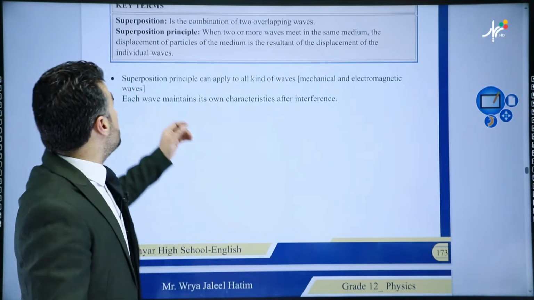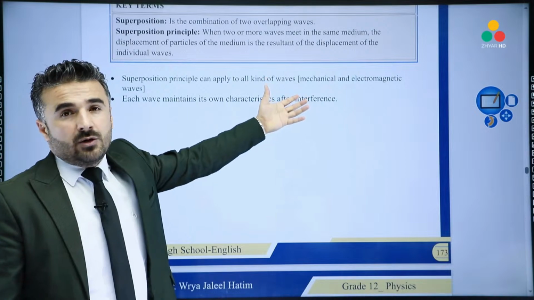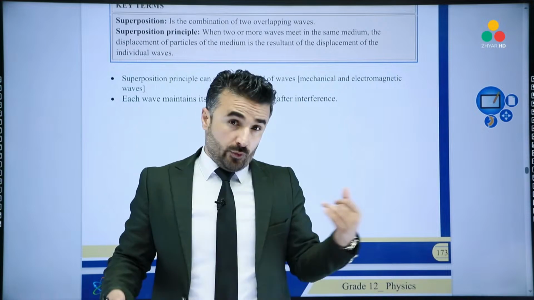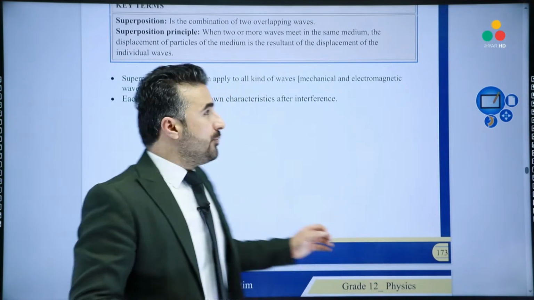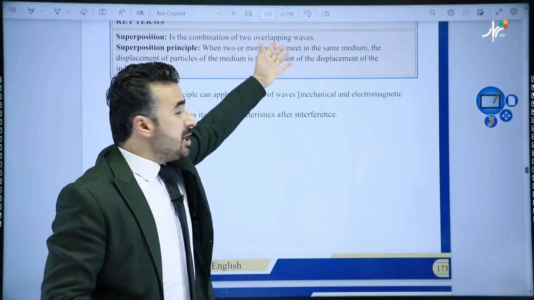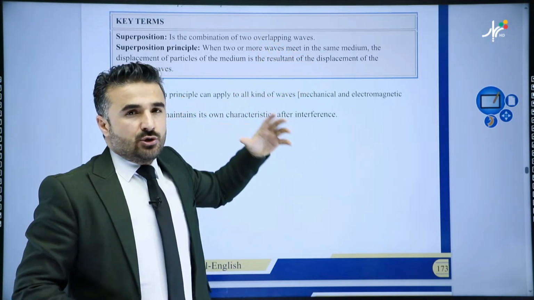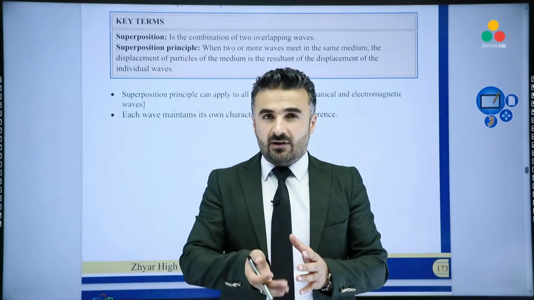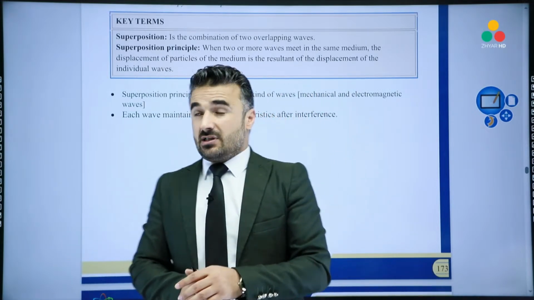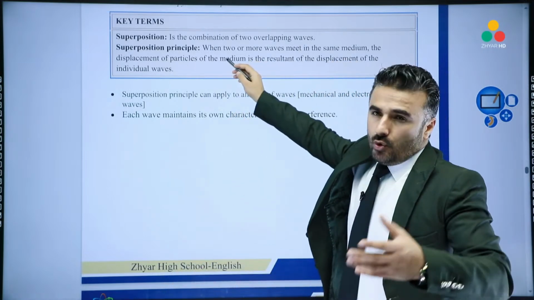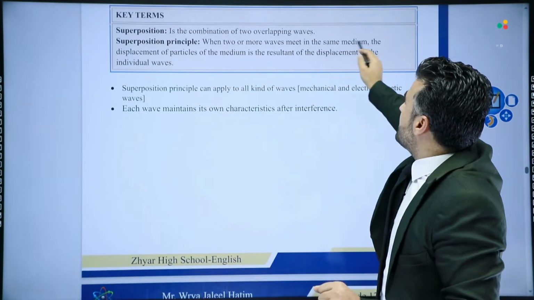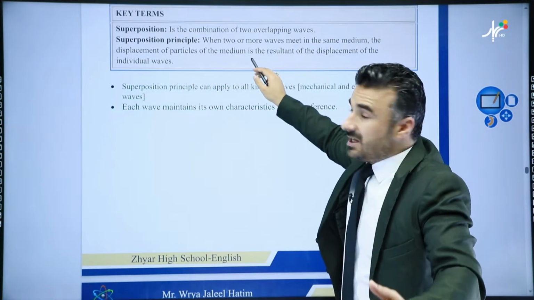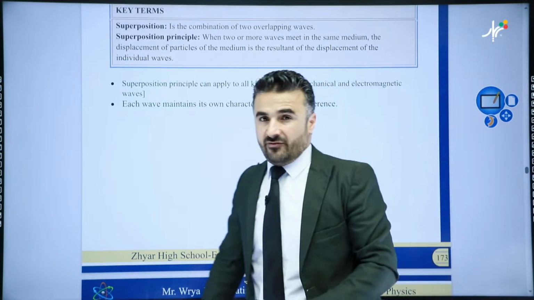We can say superposition is basically the combination of two overlapping waves. When two waves overlap, we're going to add them or subtract them. We're going to get into the details in a second, yeah? This combination of two waves is what is called superposition. Now, what is the principle of superposition? We can say the principle of superposition is when two or more waves meet in the same medium, the displacement of the particle of the medium is the resultant of the displacement of the individual waves.